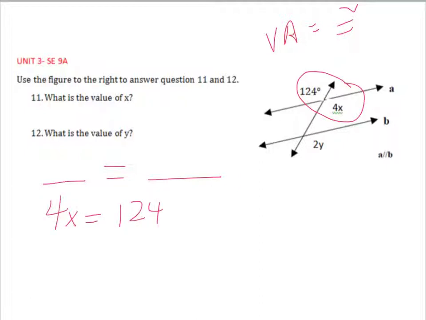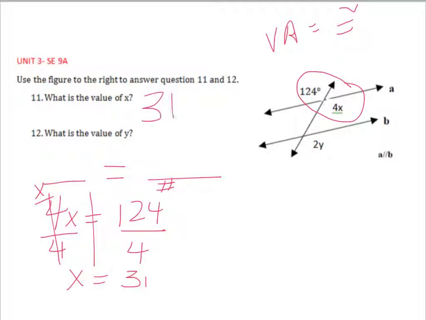We solve the problem by getting rid of fractions and parentheses, which we don't have any. Combining like terms, there's none to combine. Separating, getting our x by itself. It already is, so our last step is to divide. So the 4's cancel, and x equals 124 divided by 4, which is 31. So the value of x is 31 degrees.